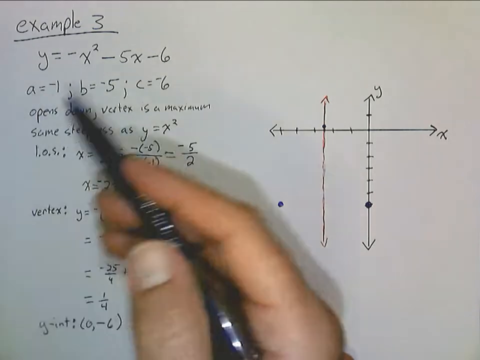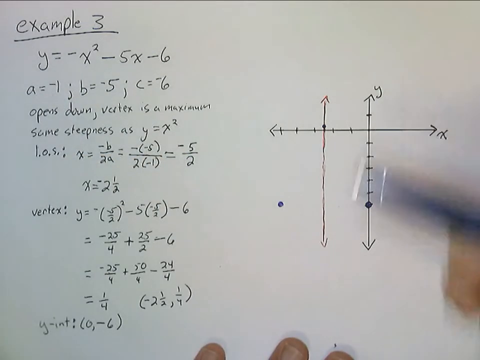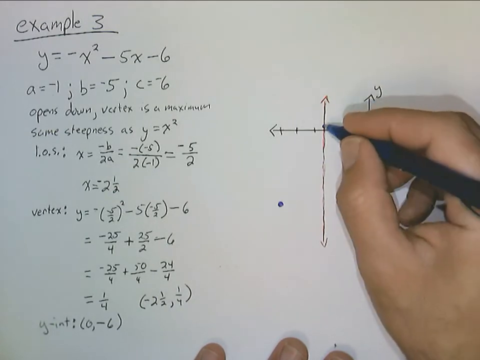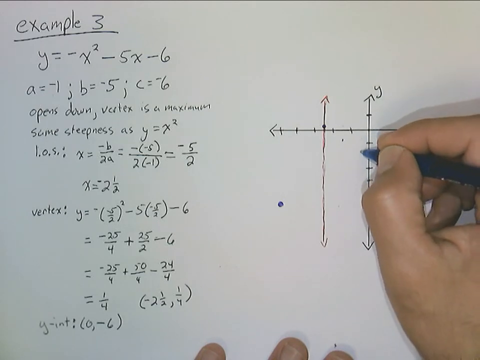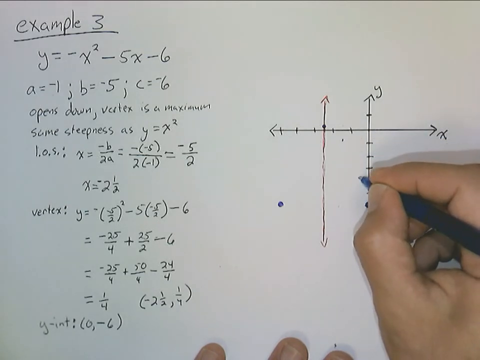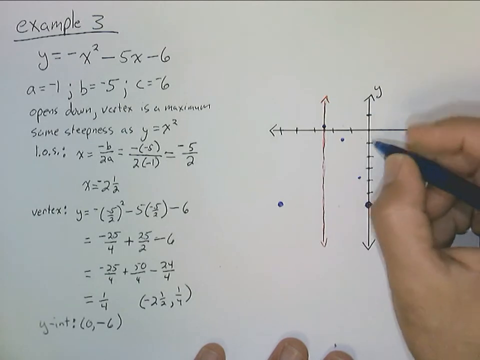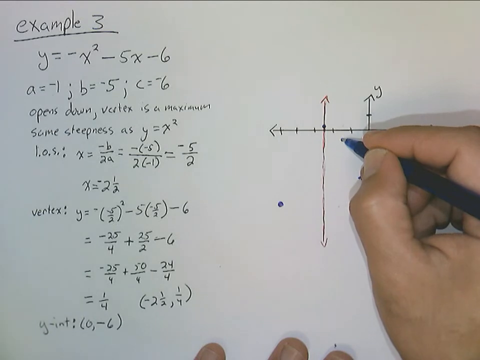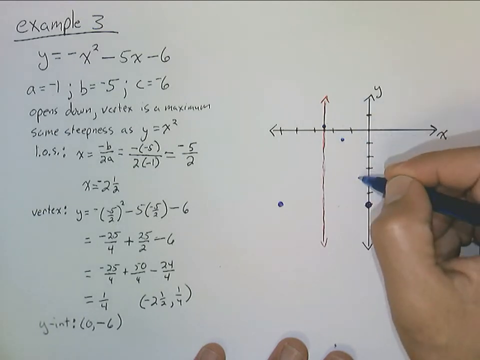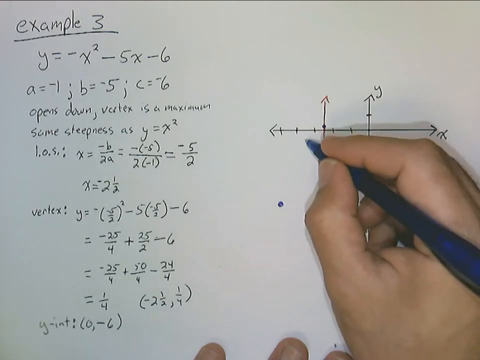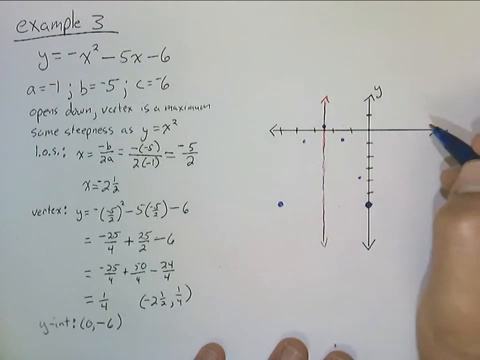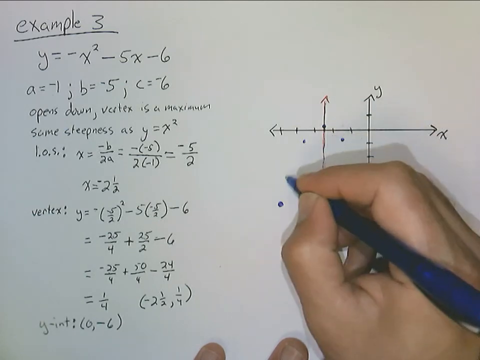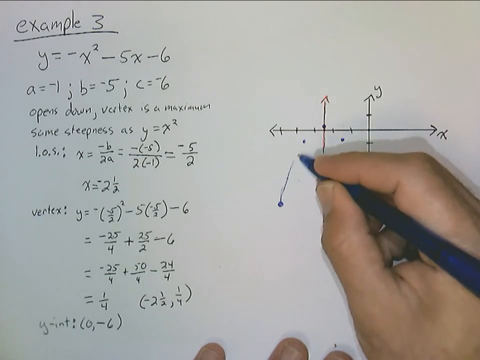So the slope of the parabola is going to be negative 1, meaning it's opening down. But if we go over 1, we go down 1. Over 2, we go down 4. So we go over 1, down 1, that would bring us down to negative 3/4. Over 2, down 4 would bring us to negative 3 3/4. And we have symmetric points on the other side as well. And so now we just sketch in our curve.